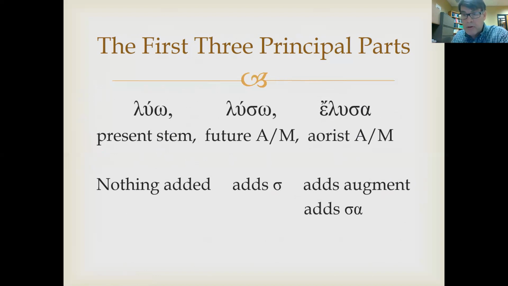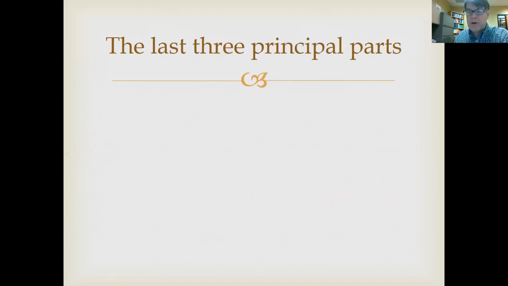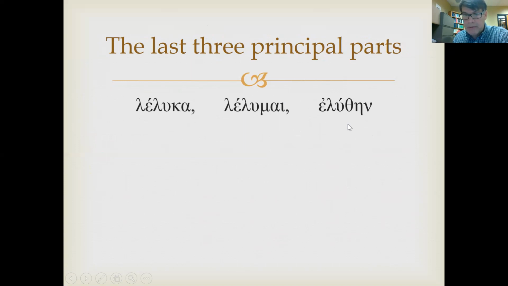Like I said earlier, the imperfect is built off of this first stem. It takes the basic present stem and adds an augment and past tense endings, and you've made it imperfect. Okay? What are the next three principal parts? Well, the next three principal parts are these perfect forms, and then the aorist passive form we've told you about. So the whole song goes like this.